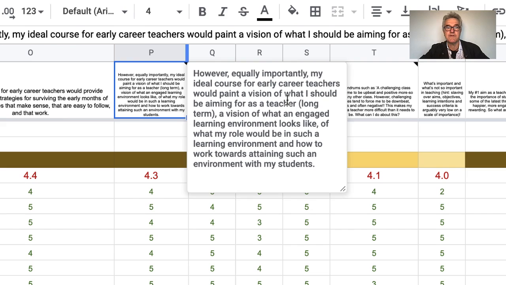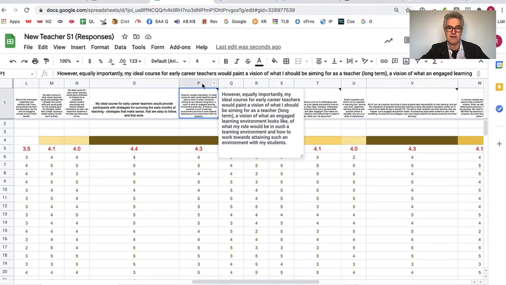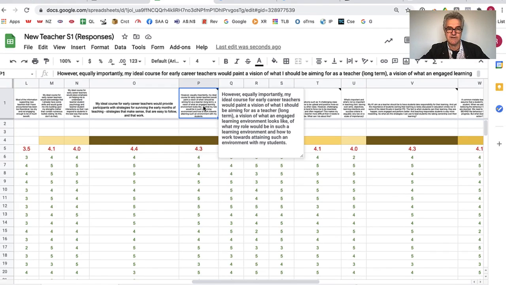For this one, we're talking about the course painting a vision of what I should be aiming for as a teacher long term, a vision of what an engaged learning environment looks like, what my role would be in such a learning environment and how to work towards it. Very happy that that scored extremely highly, because I think that is one of the most important things in teaching. And this is certainly a very strong focus of the course.